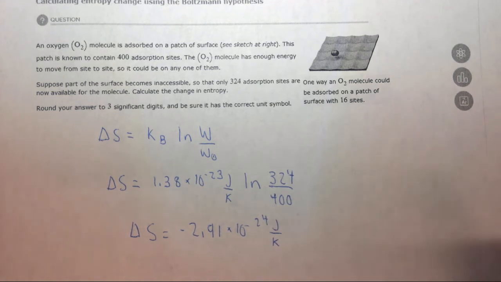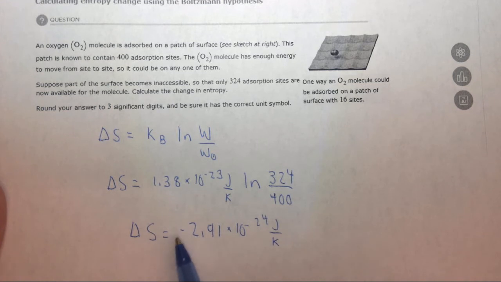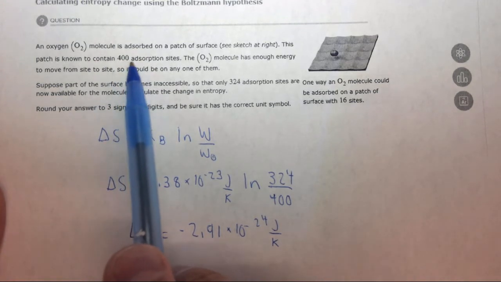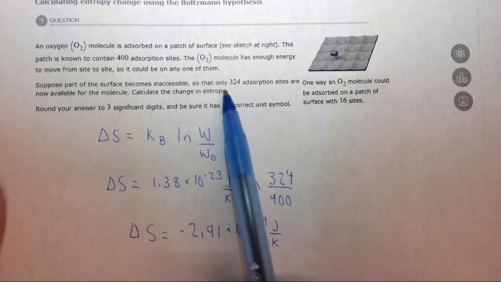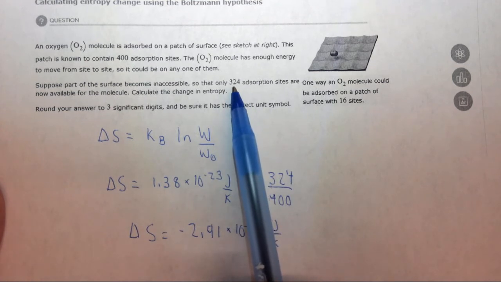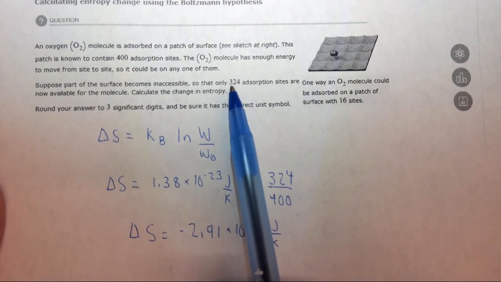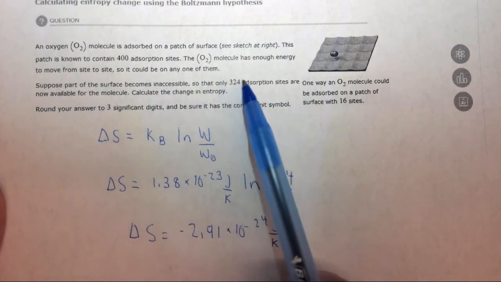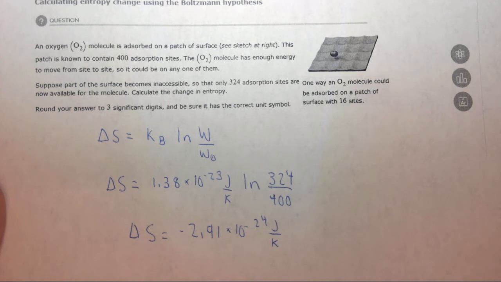One last thing that I want to point out is, does it make sense that this delta S is negative? And the answer is, yes it does. The change in entropy should be negative because originally we had 400 microstates and now we only have 324. We have less randomness. So if you go from 400 down to 324, or any higher number down to a lower number, the entropy change should be negative.